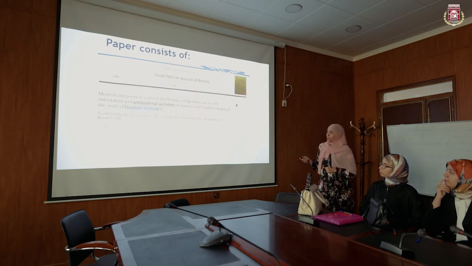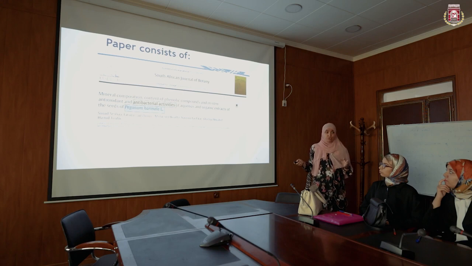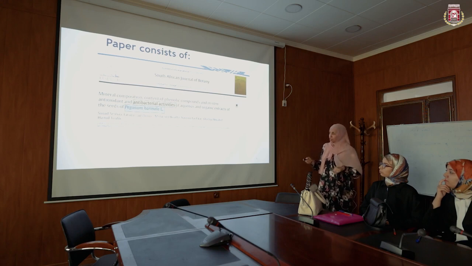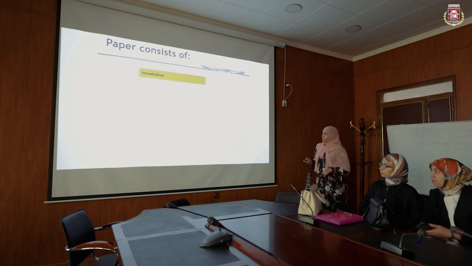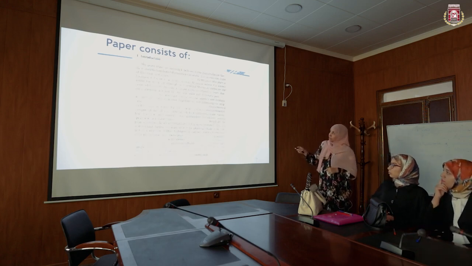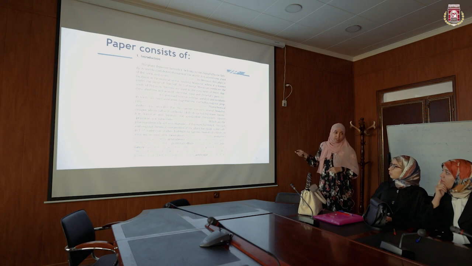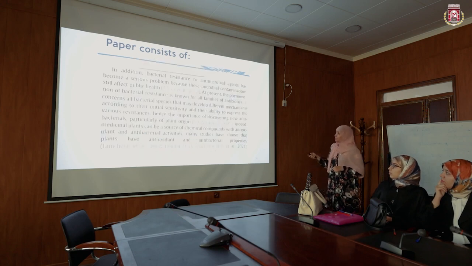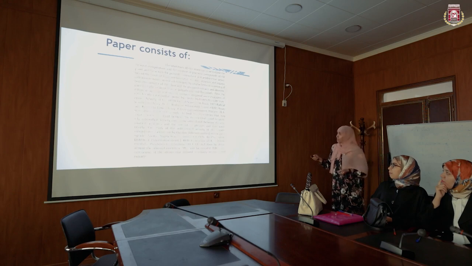So for example, here we have this paper on antibacterial activities of Peganum harmala, the plant which is known as harmal. We have this plant in Algeria, exactly. So here is the introduction. Look, the first paragraph is about the plant and chemical composition. The second paragraph is about bacterial resistance. And the last one is about the objective of the study.